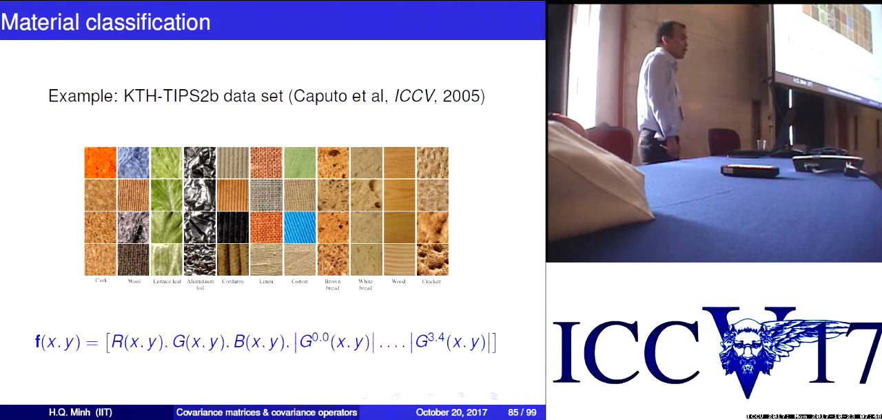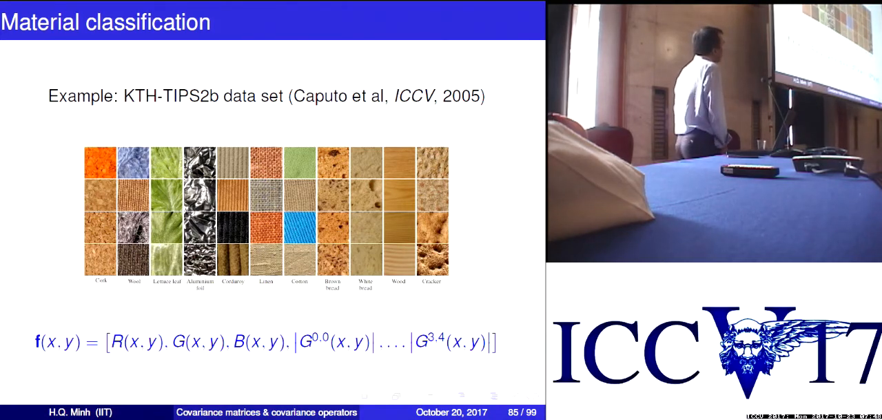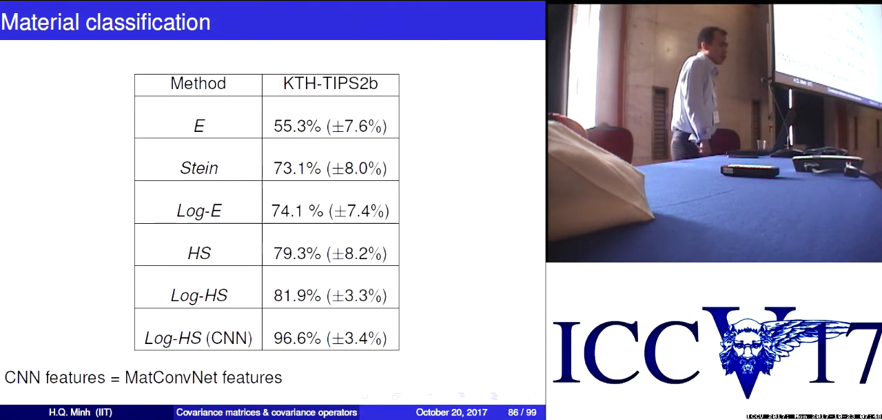And so for the KTH-TIPS dataset, we were talking about it before, of material classification, where we're using the red, green, and blue, and then the Gabor filters. We were also comparing between the Euclidean and log-E, and then HS, and we have the log-HS. In the final line, it's actually using CNN features, and you can see that, compared to the Euclidean case, it's also a very nice improvement over the finite dimensional setting. Of course, I would like to explore this more with the CNN features. This is only some preliminary results with the CNN features.